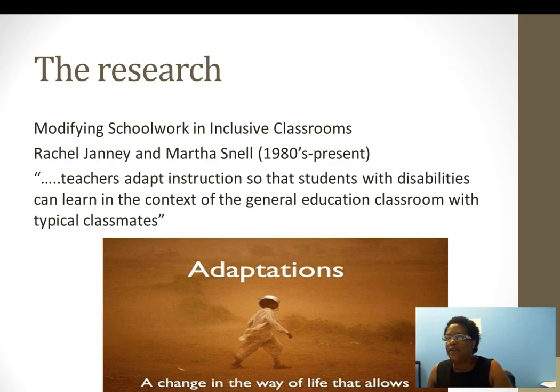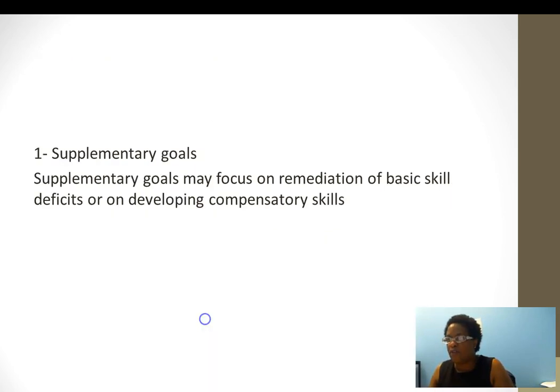And they define making adaptations as teachers adapt instruction so that students with disabilities can learn in the context of the general education classroom with typical classmates. So that's a very general definition, but it is the very first, I think, operational definition that we have. And so that has continued to evolve.